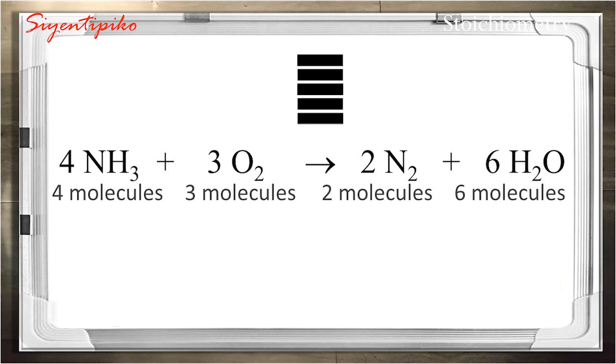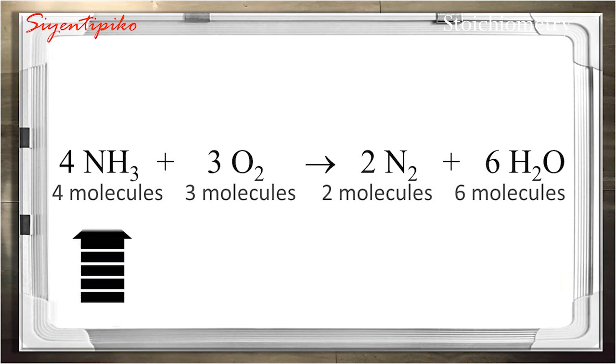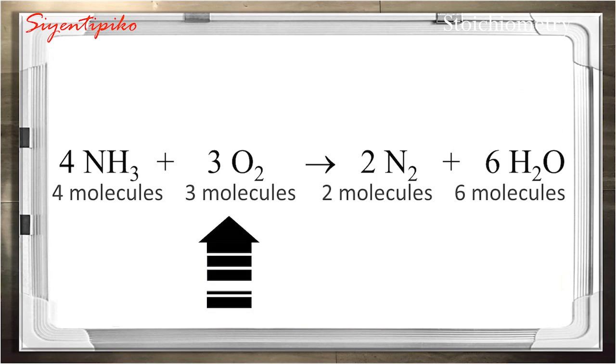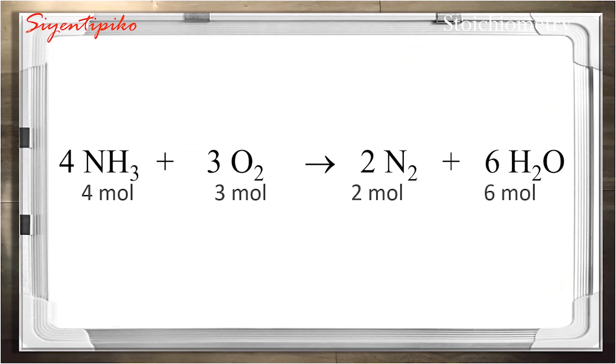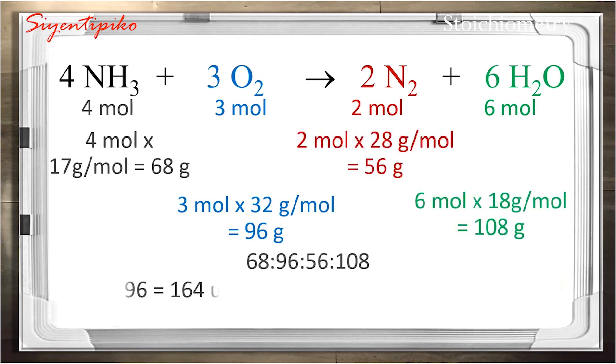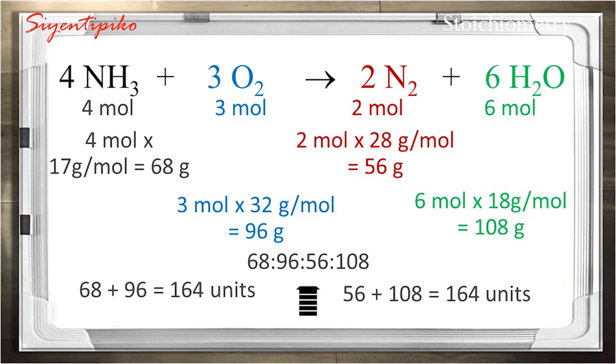The arrow implies that the reaction may go to completion if the amounts of the reactants conform to the 4:3 ratio of molecules stated. Because 1 mole of any substance is a specific number of molecules, the relative number of moles undergoing reaction are the same as the relative number of molecules. Again, the arrow implies that the reaction may go to completion if the amounts of the reactants conform to the 4:3 ratio of moles stated. And calculating the masses would give us the mass ratio of 68 to 96 to 56 to 108, which would give 164 units on both sides of the equation.